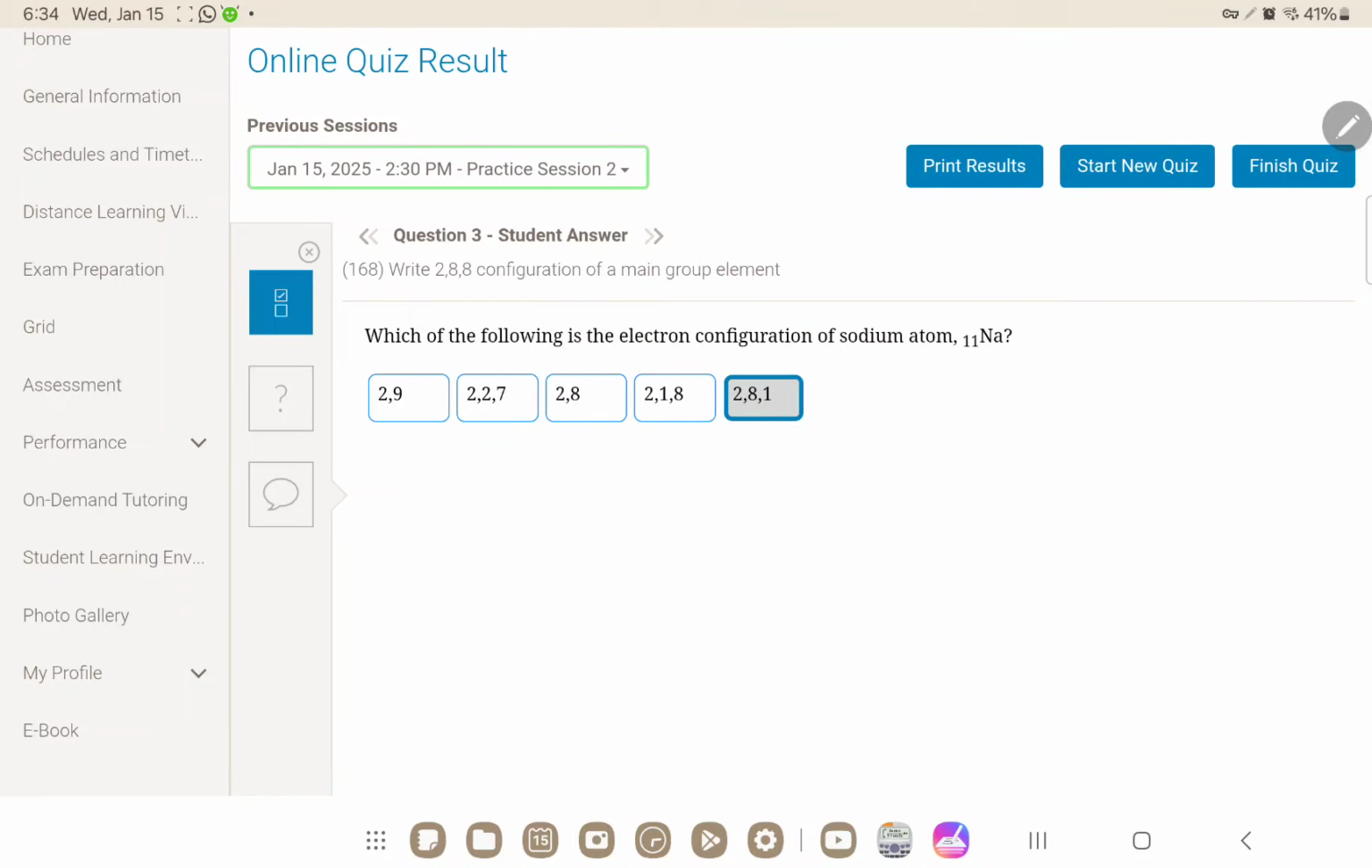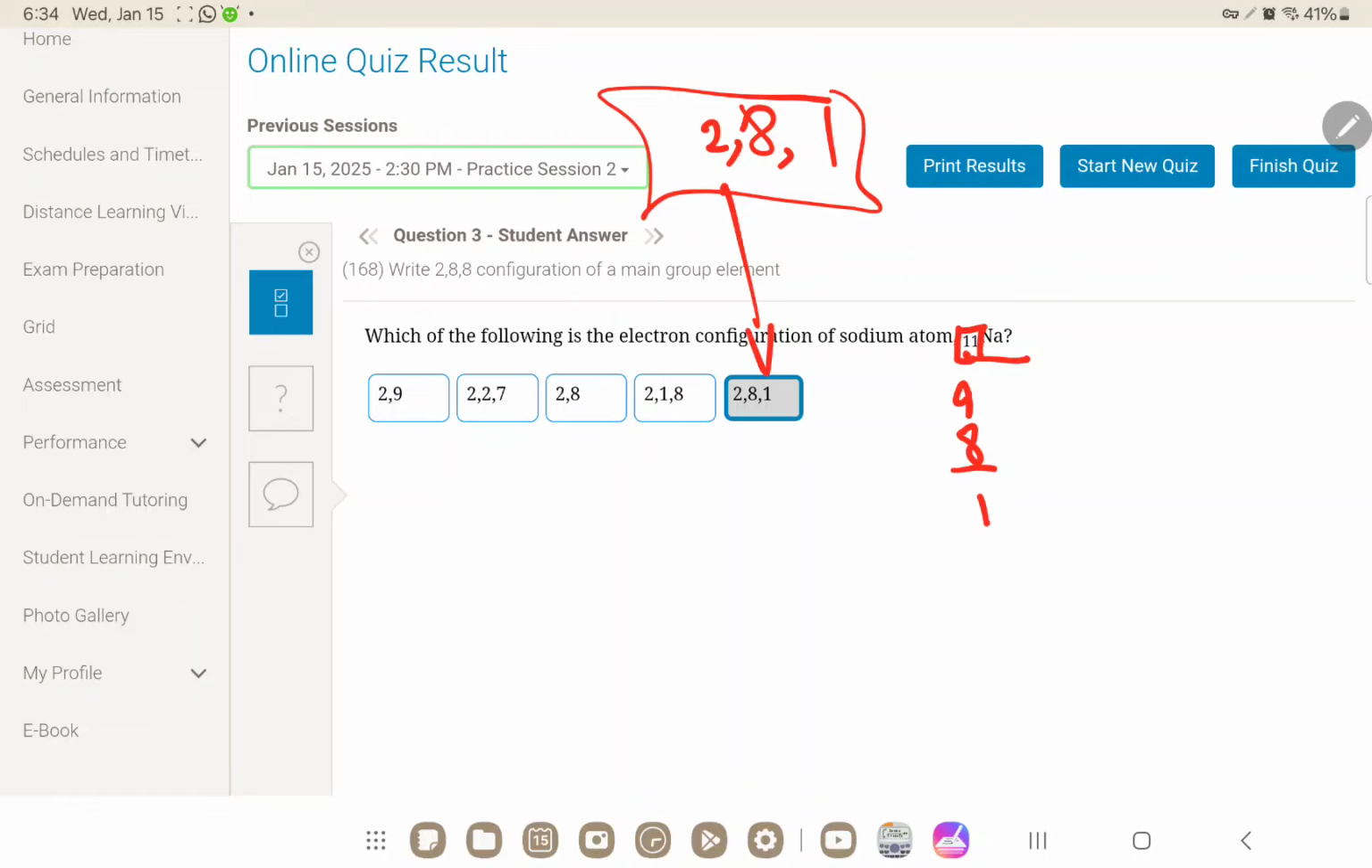Moving on. Here they're asking us, how do you write the configuration for sodium? Since it's 11. Now look, what we know, the first number always has to be 2, because the first shell can hold a maximum of 2. Second shell, third shell, fourth shell can hold up to 8 each. So first one, we know it's 2. Now we subtract the 2 from the 11, we're left with 9. Second shell, we said it can fit how much? 8. So subtract the 8 from the 9, you're going to be left with 1. So third shell, you're going to have 1 left. And that's your configuration.